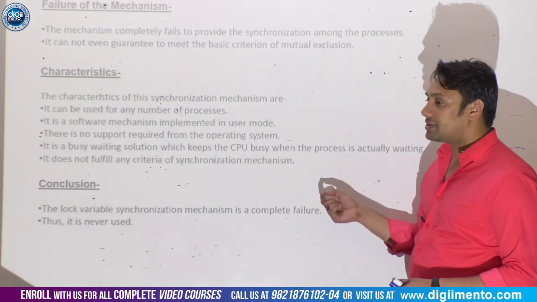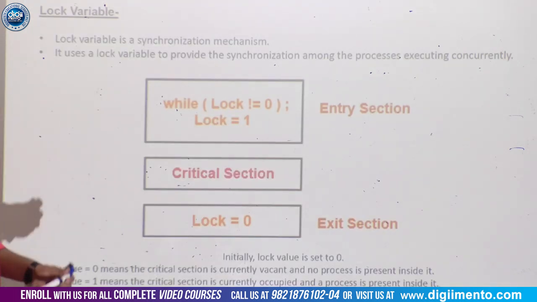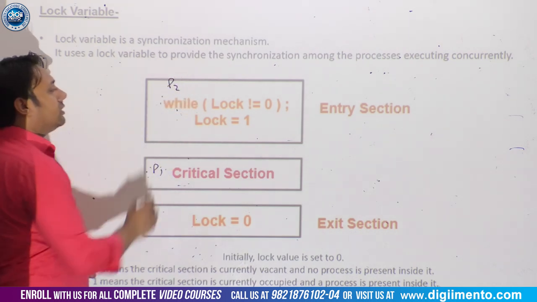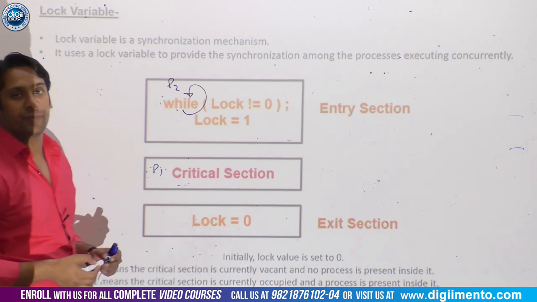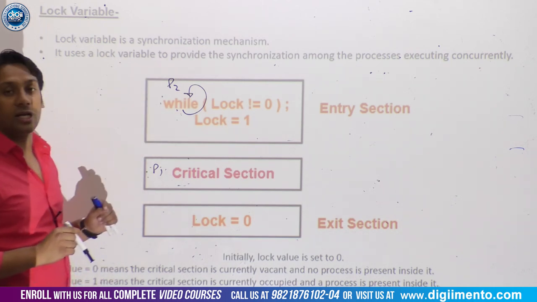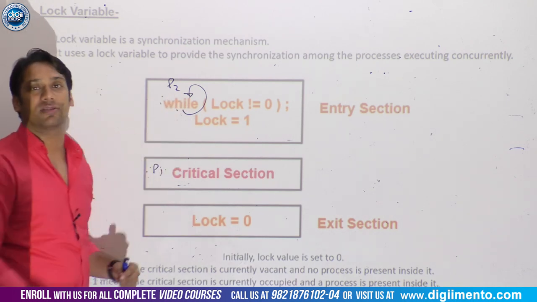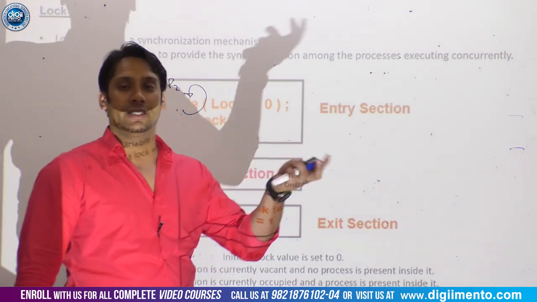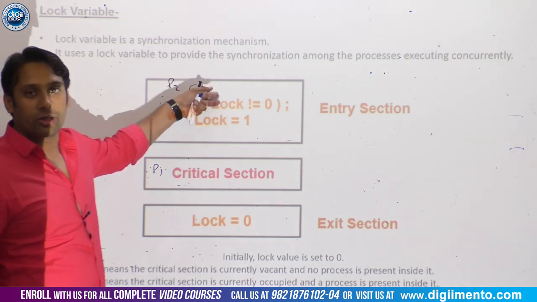Now, if a process P1 is inside the critical section, and a process P2 wants to enter, what will happen? In that case, process P2 will be stuck inside this while loop. P2 will be constantly executing this while loop. That means P2 is busy knocking that I want to enter. P2 is busy knocking this while loop: knock knock, I want to enter.